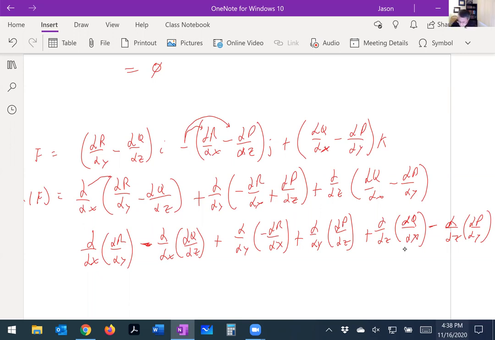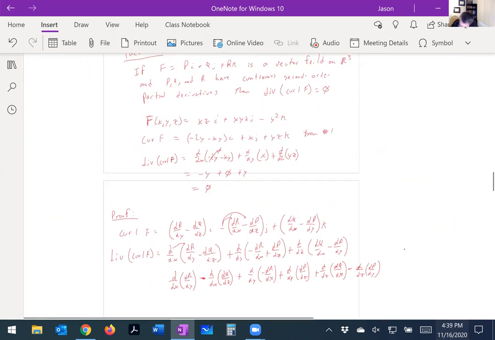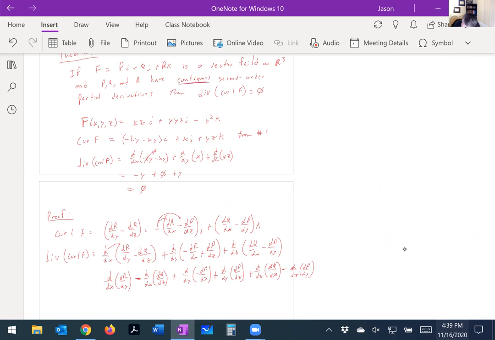Now, why is it important that the theorem said that we have continuous second order partial derivatives? Because f of xy is equal to f of yx when what? When the function f is continuous.